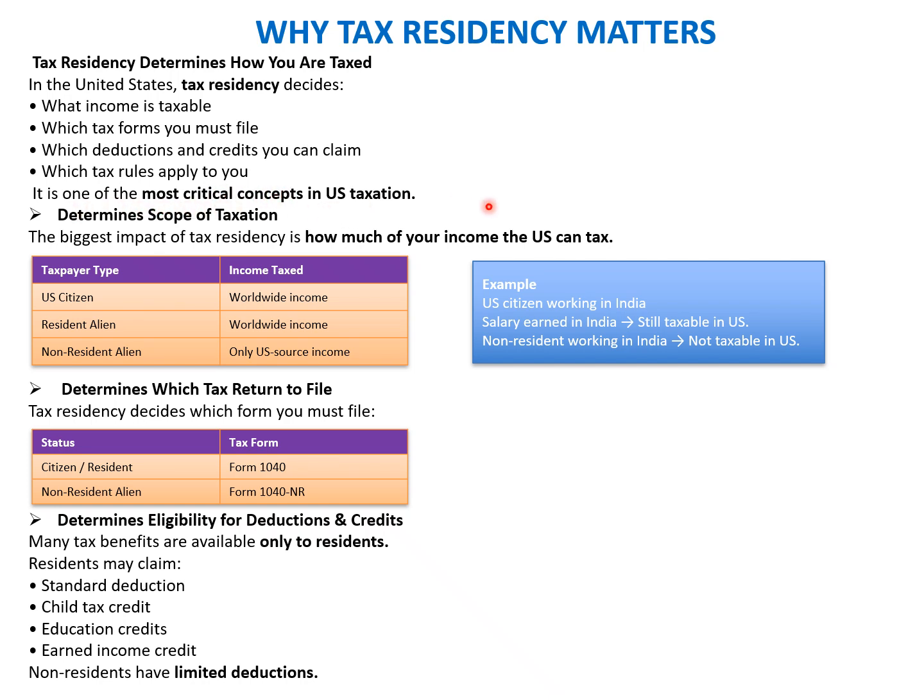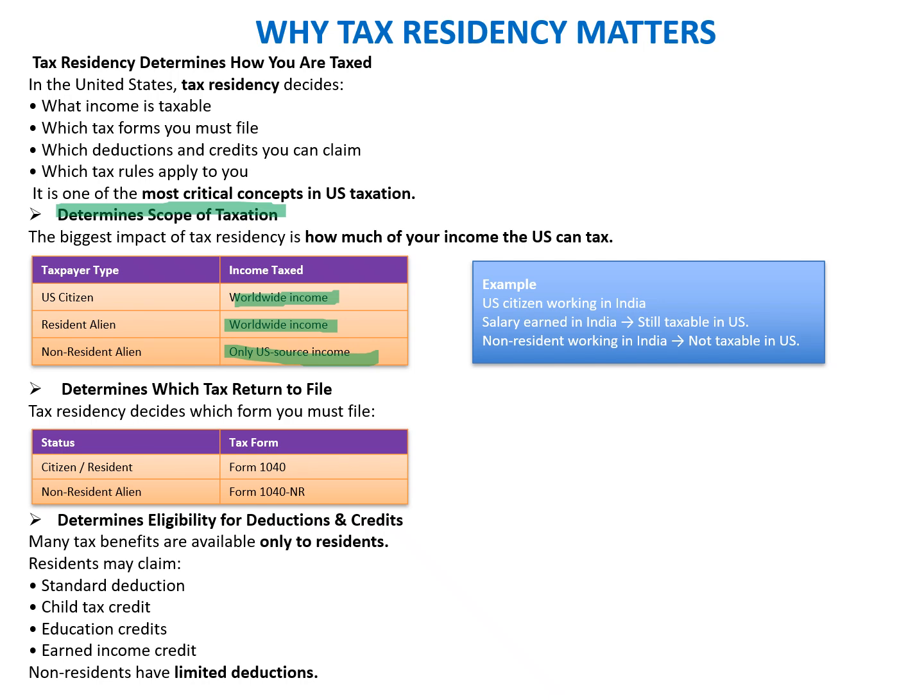If we quickly look at the key objective of determining the tax residential status, first of all, it helps us determine the scope of taxation. The biggest impact of tax residency is how much of your income is going to get taxed. If a person is a US citizen, then worldwide income is taxed. If a resident alien, then again worldwide income is taxed. For a non-resident alien, only the US source income is taxed. And we are going to have a clear understanding of the concept of worldwide income and US sourced income in an upcoming slide.